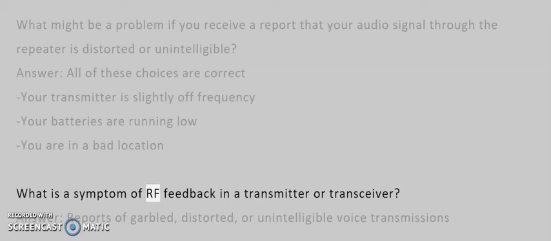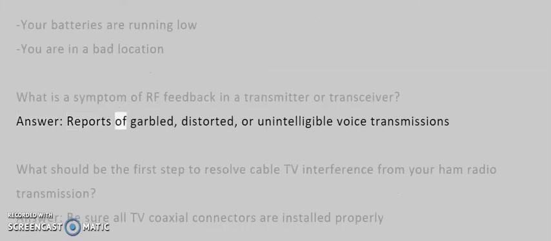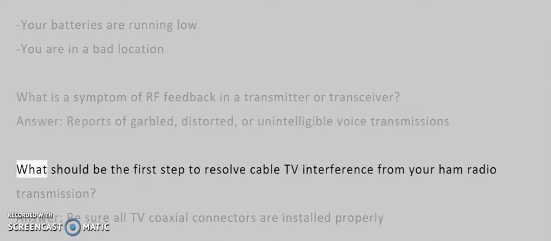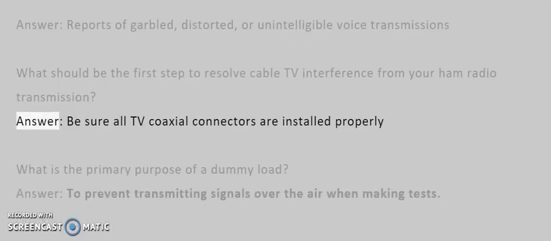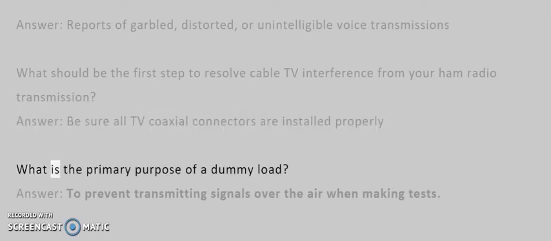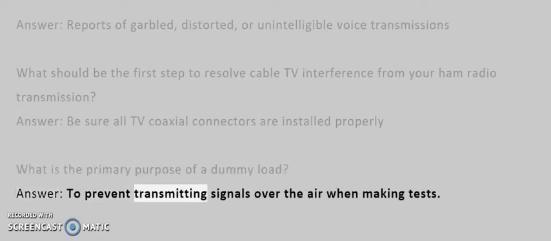What is a symptom of RF feedback in a transmitter or transceiver? Answer: reports of garbled, distorted, or unintelligible voice transmissions. What should be the first step to resolve cable TV interference from your ham radio transmission? Answer: be sure all TV coaxial connectors are installed properly. What is the primary purpose of a dummy load? Answer: to prevent transmitting signals over the air when making tests.